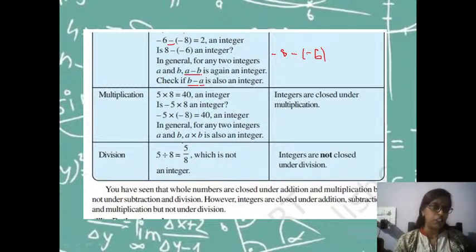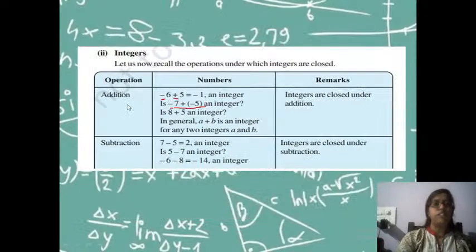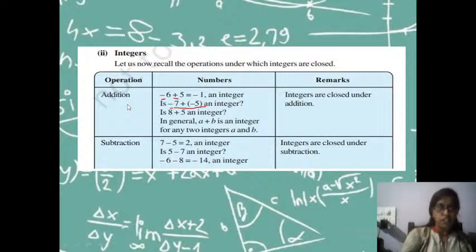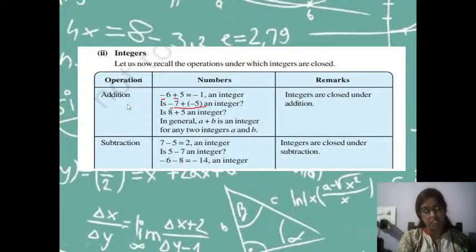Now coming to the division. 5 divided by 8 is only 5 by 8. As I told you, it should not be in a fraction form, so it is not an integer, it is a rational number. So integers are not closed under division. Understood? So keep it in your mind: integers are closed under addition, subtraction and multiplication, and not closed under division.